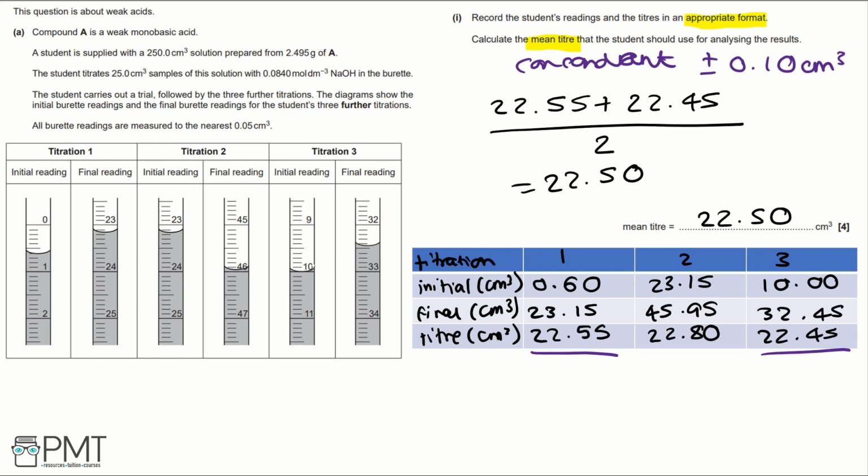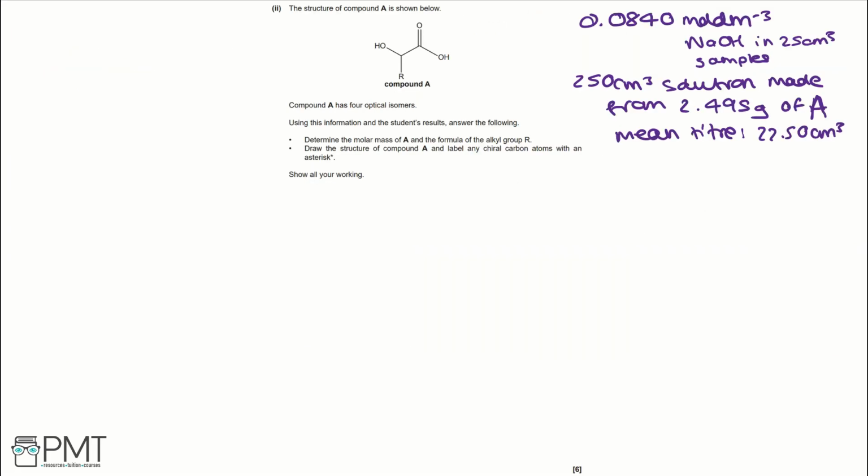So for this question, you get 2 marks for drawing the table and having everything correct to the right number of decimal places, significant figures, etc. The mean titer has to be correct, that gets you another mark, and using the concordant results will get you your 4th mark.